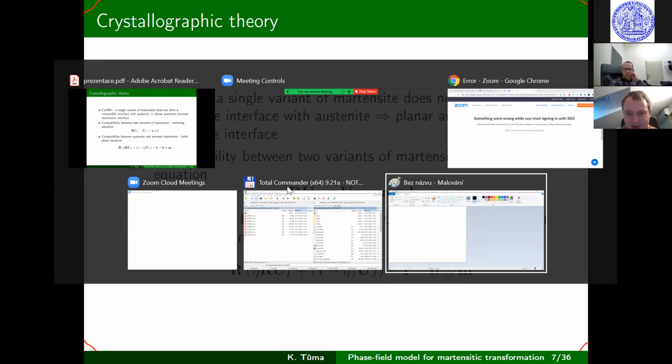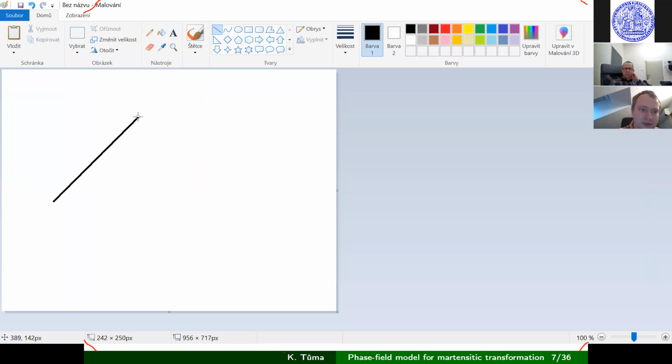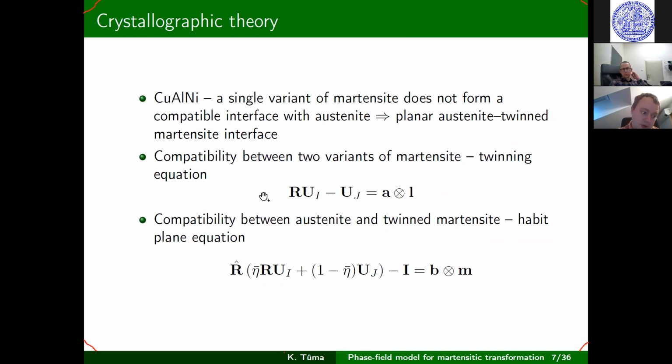I will open Paint, so you can imagine that here you have martensite M1, here you have martensite M2, and by solving the equation, you can find the interface and its normal. So this is two martensites. The question is if you can find an interface between austenite and martensite. In the case of copper aluminum nickel, this is not possible. There are some conditions that have to be satisfied in order to have an interface between austenite and just one variant of martensite. This condition is not satisfied.